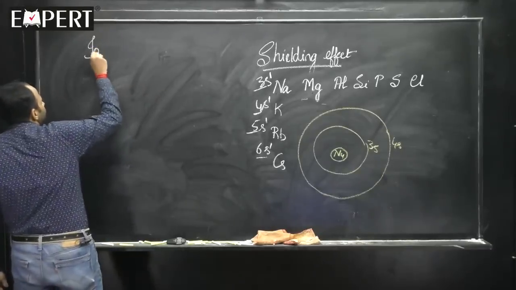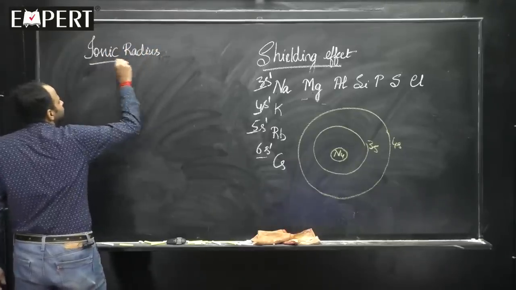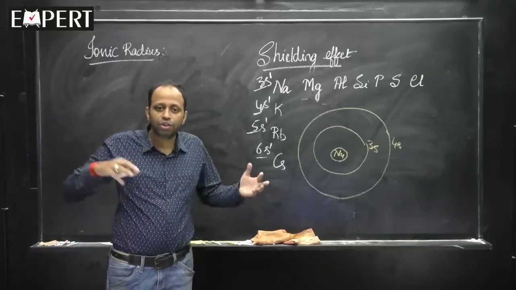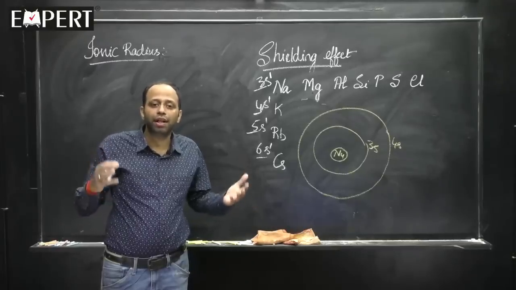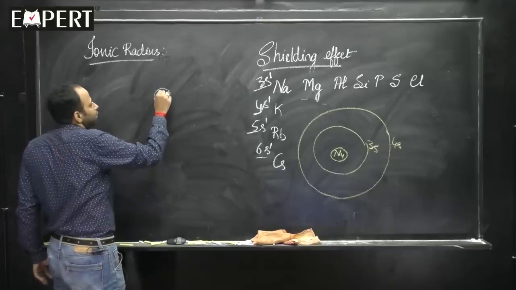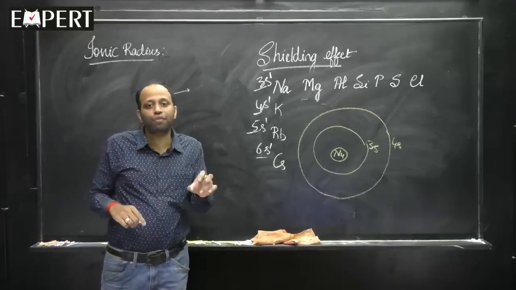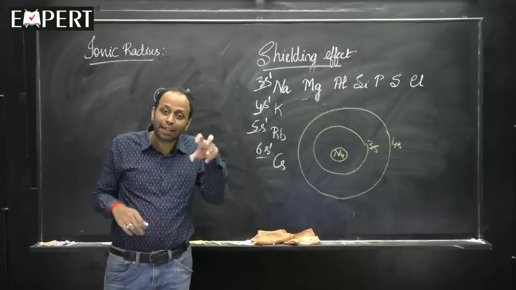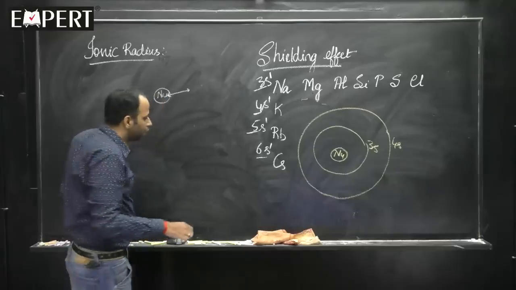Next, we go for something called ionic radius. What exactly is ionic radius? Atomic radius is the radius of an atom. What should ionic radius be? Ionic radius should be the radius of an ion, or we can simply say, if I take the nucleus, the distance up to which the nucleus can exert its force of attraction in the ion. The distance up to which it can exert its force of attraction in that ion is called the ionic radius. Again, 1 mark for definition, clear.